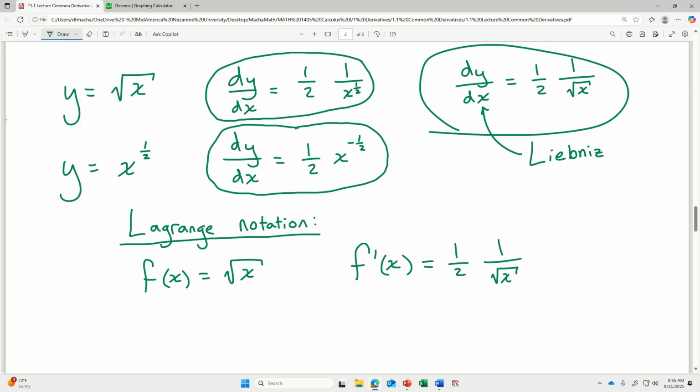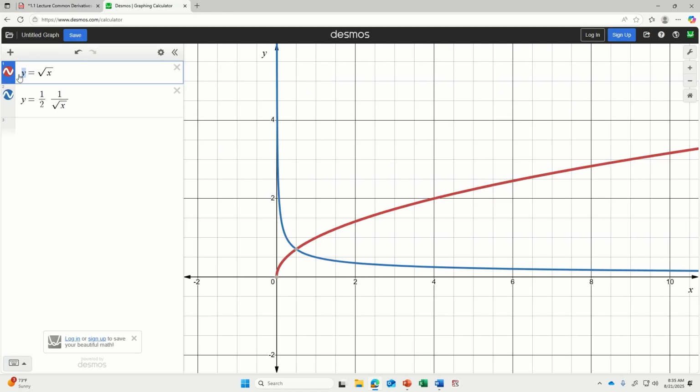And the reason I bring this up is because Desmos understands Lagrange notation. If I type this in, do you see how the green curve gives me the derivative of that function? And I don't even have to find the derivative myself.